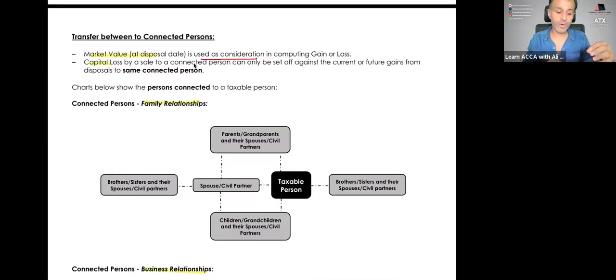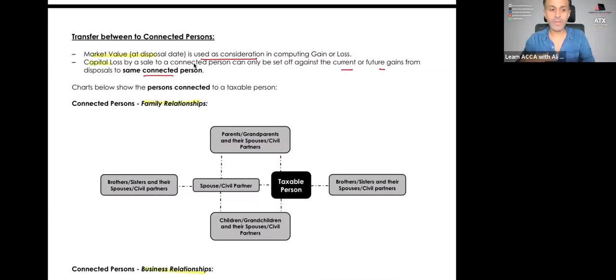So we are supposed to offset that loss against the current or future gains from the disposals to the same connected person. Very important. So tomorrow, if I sell off another asset to the brother, against the gains of that sale, I will be able to possibly offset my loss.